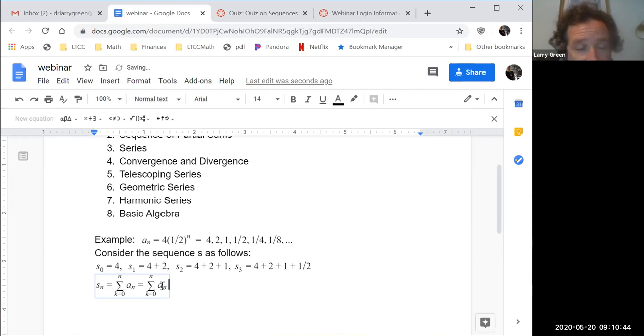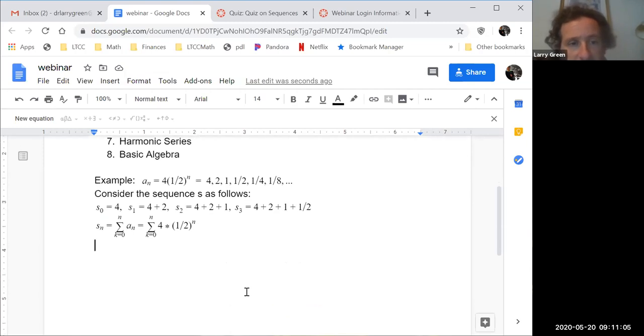Is going to be the summation k equals 0 to n, and our a sub n was 4 times a half to the n. Any questions on that? Any questions?